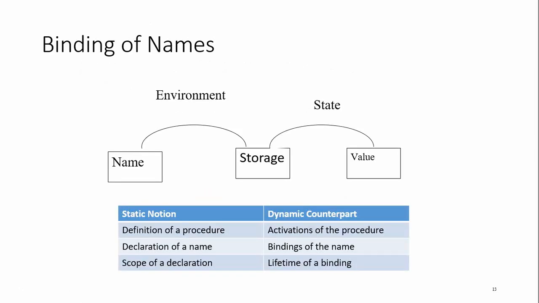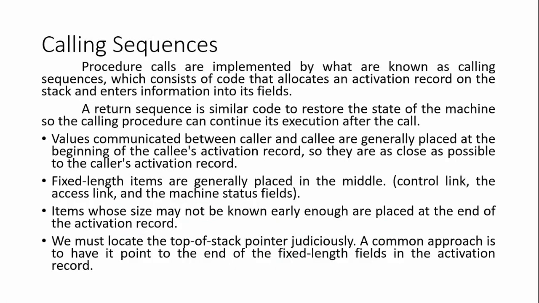Binding of names, the static notion and the dynamic counterpart, are the different terms related to static allocation and dynamic allocation for the same operations. For the static notion you use the term definition of a procedure. In dynamic, you activate the procedure, meaning it is going to be executed. Declaration of a name, binding of the name with memory allocation, scope of declaration, and lifetime of binding are the different terms we use for the same set of operations in static and dynamic environments.